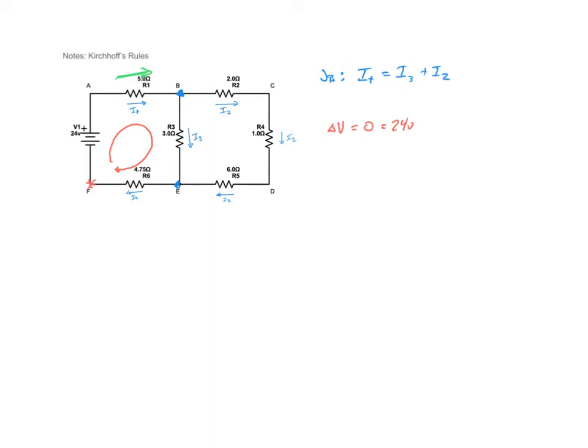We have a drop in voltage because we're going with the current through a resistor. It's a drop in potential. So the next voltage that I account for is the voltage across R1. The problem is I don't know what it is.